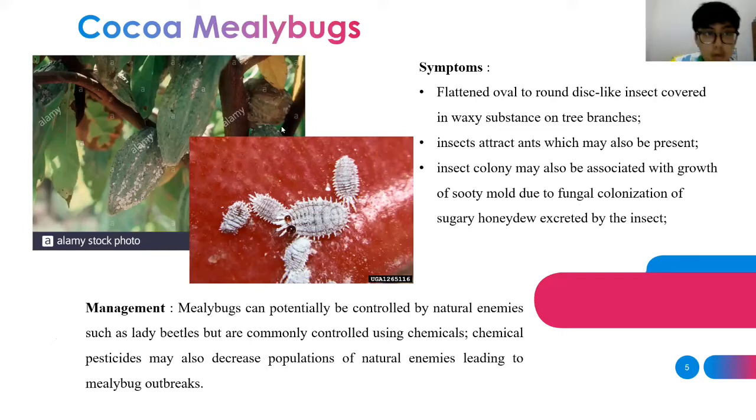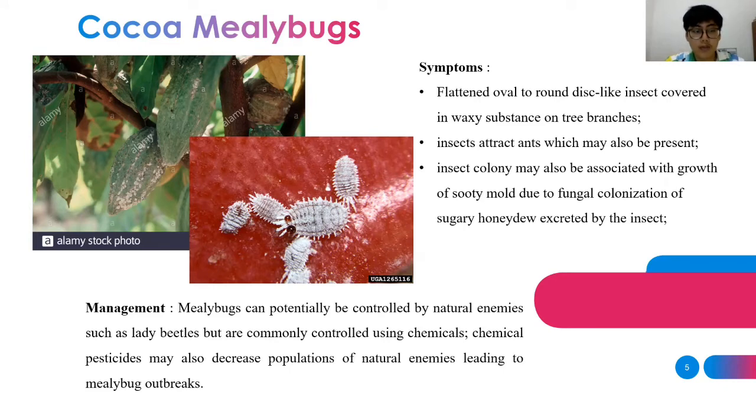And the third one, we can give you an example of cocoa mealybugs. The symptoms for this pest are flattened oval to round disc-like insects covered in waxy substances on tree branches. Insects attract ants, which may also be present. And the third symptom is that the insect colony may also be associated with growth of sooty mold due to fungal colonization of sugary honeydew excreted by the insects.